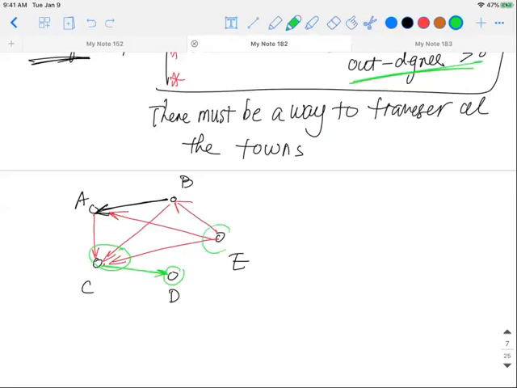Think about E. E already has 3 degrees going out. The out degree of E is already 3. So there's no way for you to do an E go to D, right? So you must have E being pointed from D. Let me try to erase it.